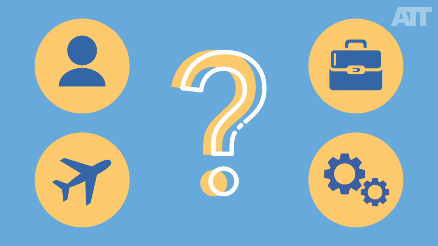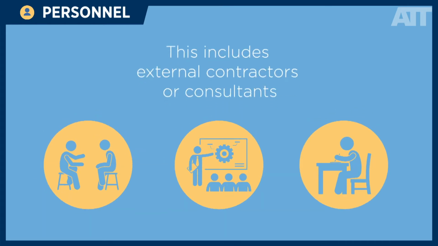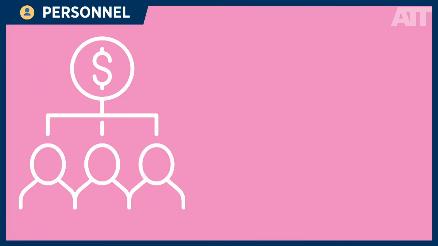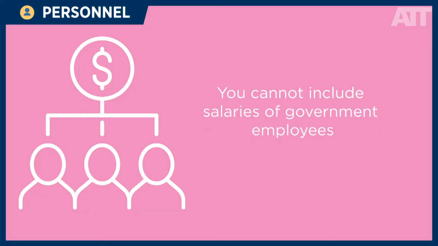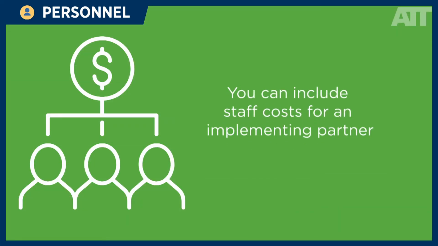Let's walk through these. The first category is personnel, which includes the costs of any external contractors or consultants who will be working with you on the project. You cannot include salaries of government employees as part of your VTF application, but you can include staff costs for an implementing partner, such as an NGO or regional organisation, if you have one.